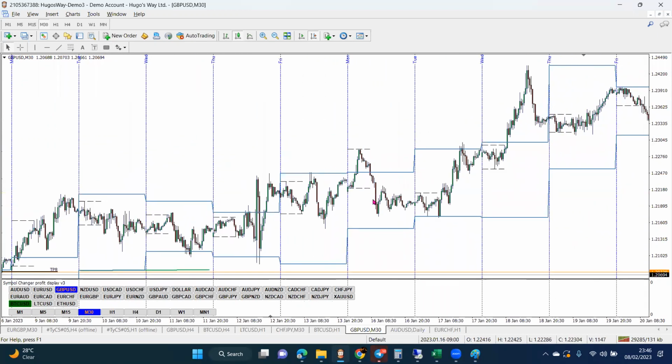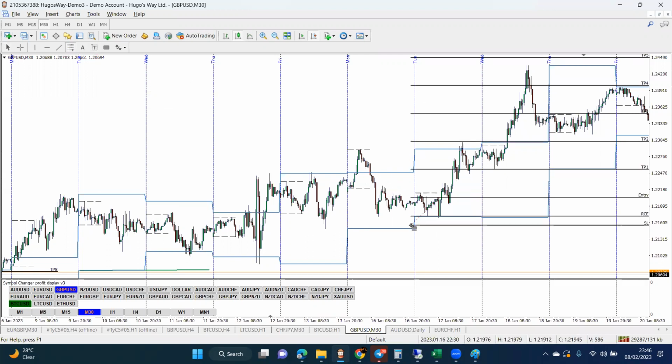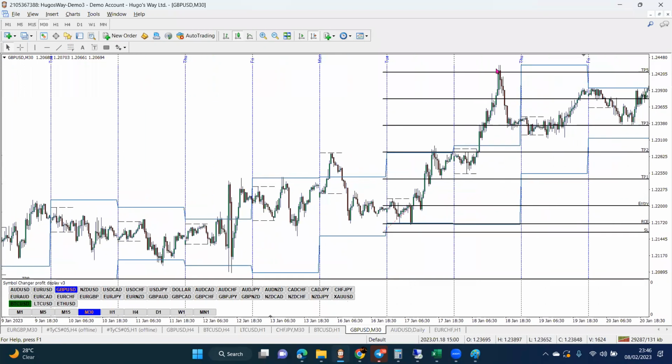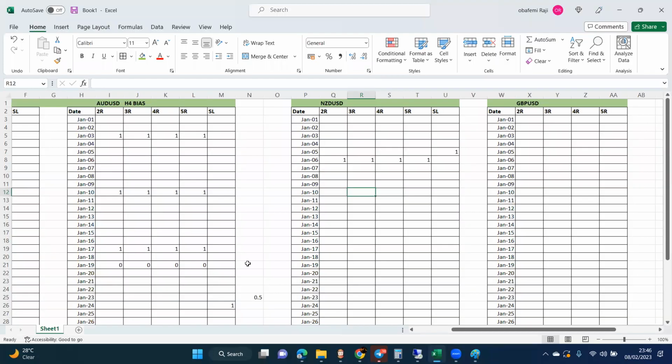Next time, here we are on Monday. Monday didn't take out Tuesday's low. Sorry, Monday didn't take out Friday's low. Tuesday took out Monday's low and therefore became the low of the week. And that is your trade. Right? Basically had your TP5 the very next day. And this is 17th of January.